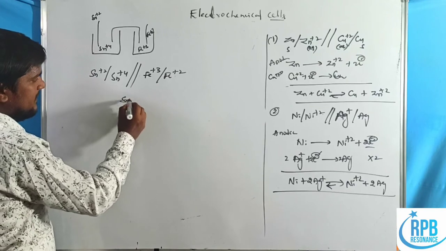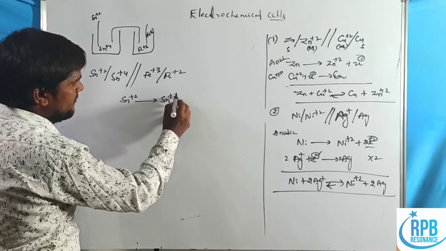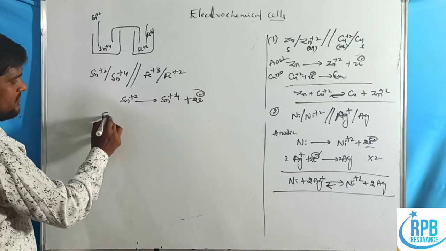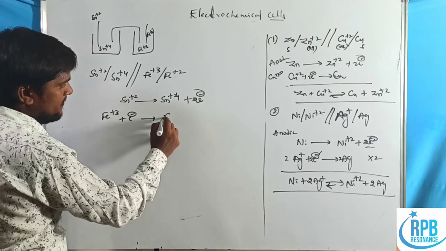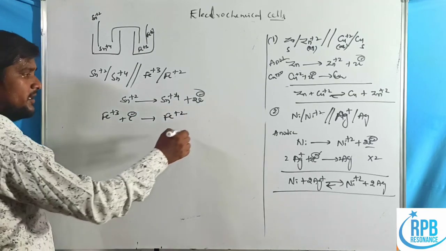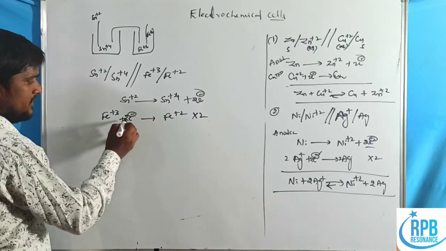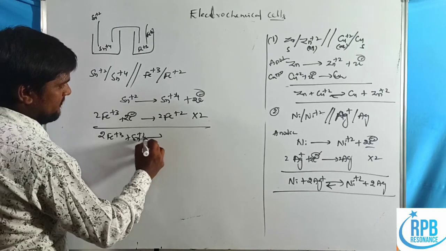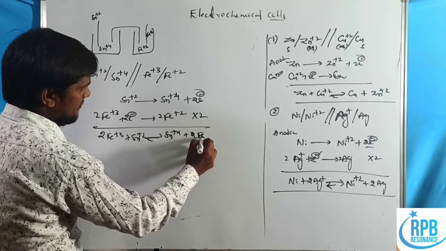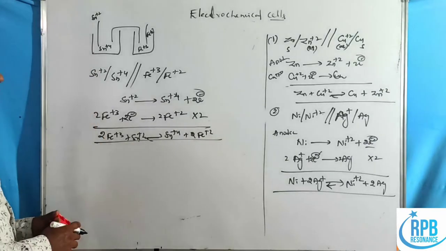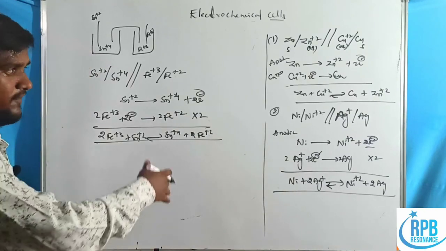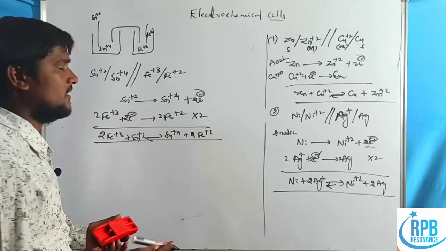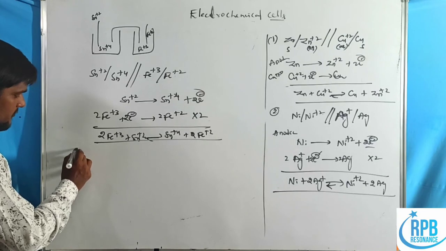Now the half cell reaction is Sn plus 2 loses 2 electrons and forms Sn plus 4. Again, iron plus 3 gains 1 electron and forms iron plus 2. Here we also require multiplication to get 2 electrons, so it is multiplied by 2. Now we get 2 iron plus 3 plus Sn plus 2 converting into Sn plus 4 with 2 moles of iron plus 2. All the reactions discussed in our classes, these three examples, are redox reactions.